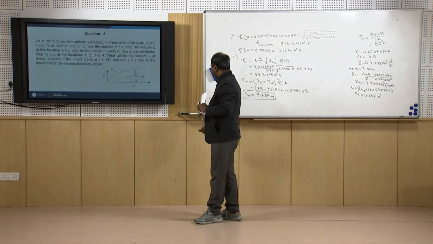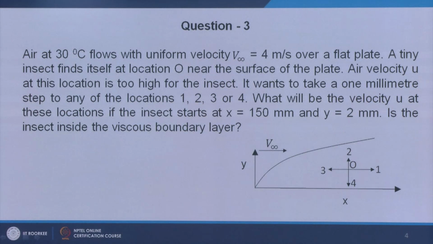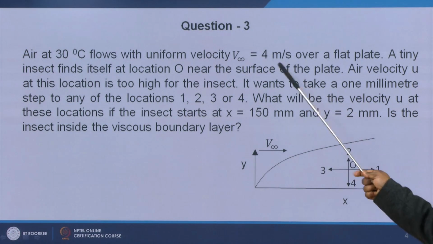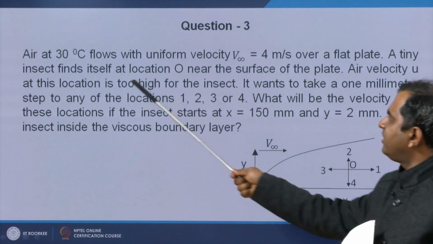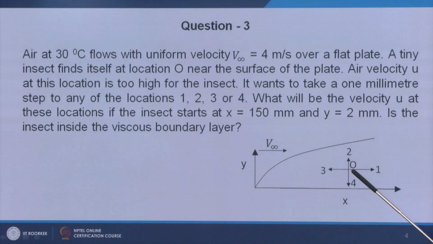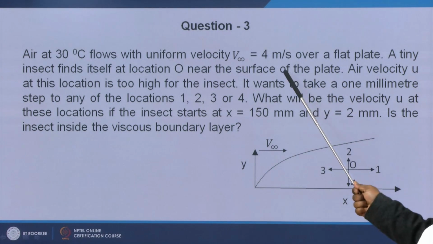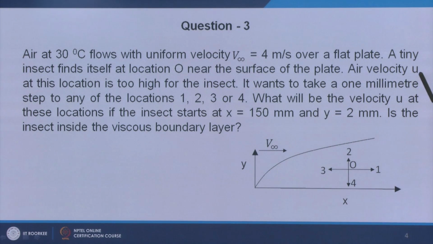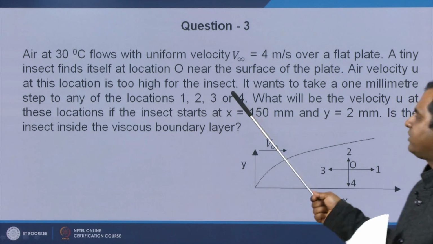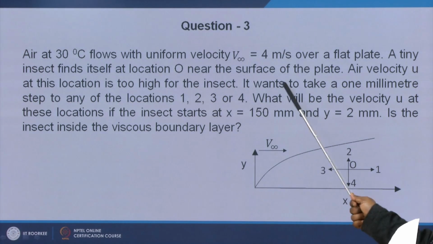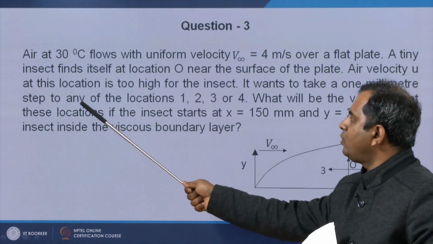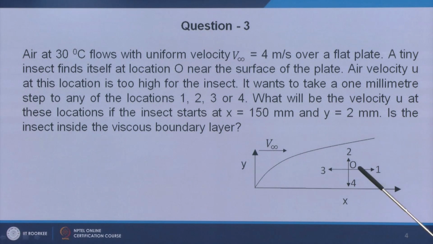The problem is like this. Air at 30 degrees centigrade flows with uniform velocity 4 meter per second over a flat plate. A tiny insect finds itself at location O near the surface of the plate. Air velocity u at this location is too high for the insect. So the velocity it is facing is too high for the insect. It wants to take a 1 millimeter step to any of the locations. So it wants to move 1 millimeter.